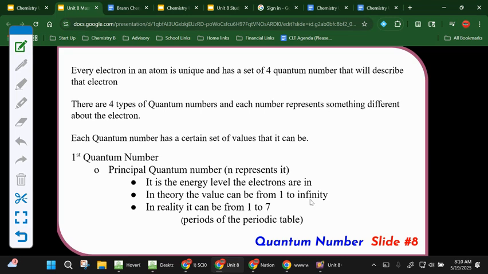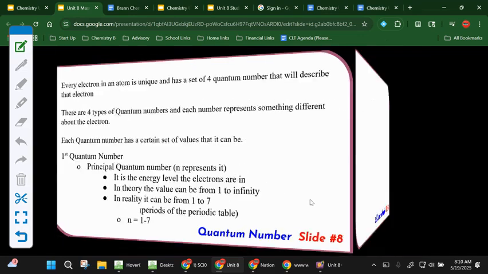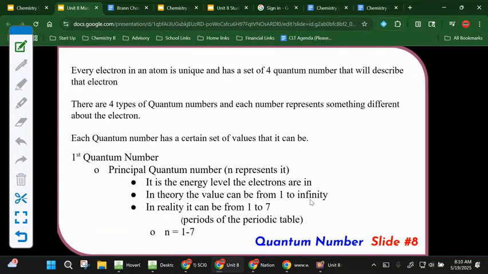Questions? Now, at the end, I will summarize this for you. So just follow along in your notes. So in reality, ladies and gentlemen, the values of n can be from 1 to 7. That is it. Okay? You can't use the number 8 because there is no 8th energy level. You cannot use the number 9. There is no 9th energy level. Now, we could talk about if they existed, yes, but they don't on our current periodic table. We only need the first 7 energy levels.